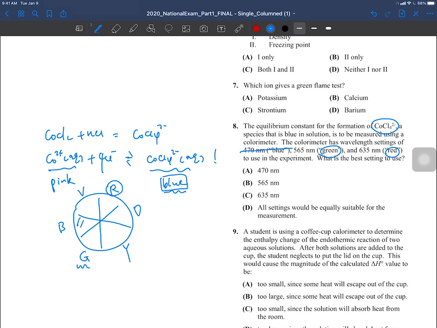Here we want to see the blue color, which means the orange one is absorbed, right? But this is not a very strict rule. Obviously here we do not have an orange choice, but the red one is very close to the orange. This is why we should choose the red one. Does this make sense to you? Let me know if you have any further questions. I don't think you really need to know the color wheel, but at least you know blue and green are neighboring colors, right?